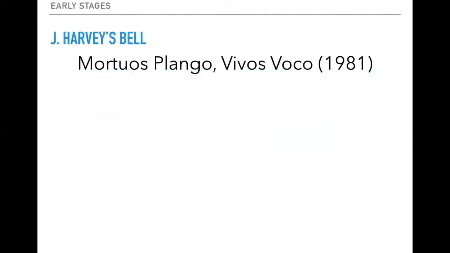So I was saying, let me give you a few examples for those of you that are not aware of these works. The first sound that we associate with assisted orchestration somehow is the bell in Jonathan Harvey's Mortuos Plango, Vivos Voco.